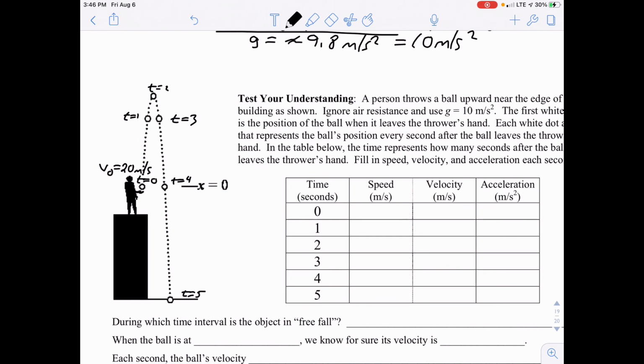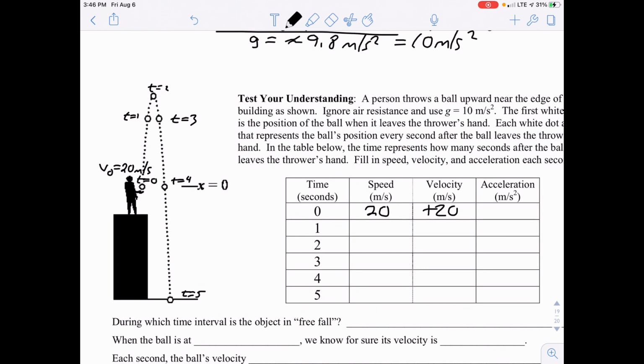Okay, let's see how you did. At time equals 0, we start with a speed of 20 meters per second. The velocity is going to be positive 20. Now, velocity is a vector and therefore has direction. Speed is the magnitude of the velocity and just accounts for how fast you're going. So there won't be any direction for speed.